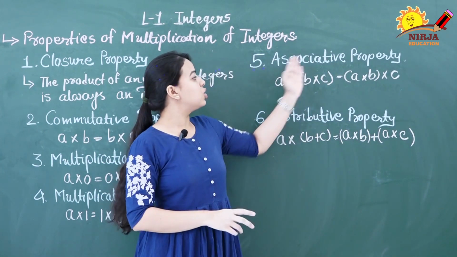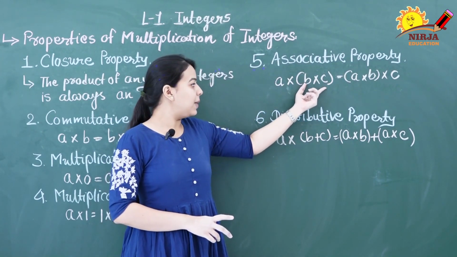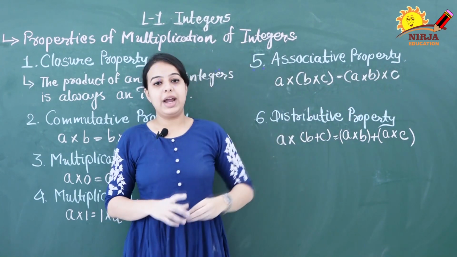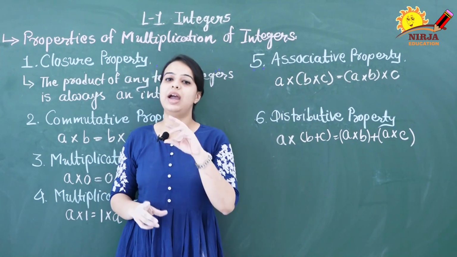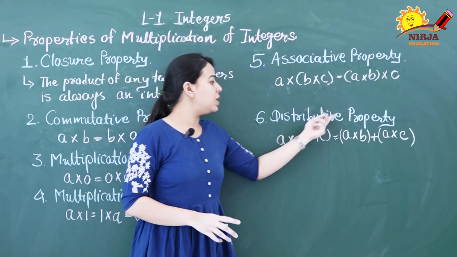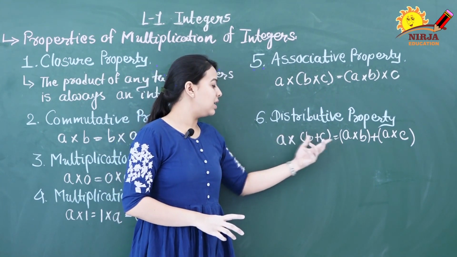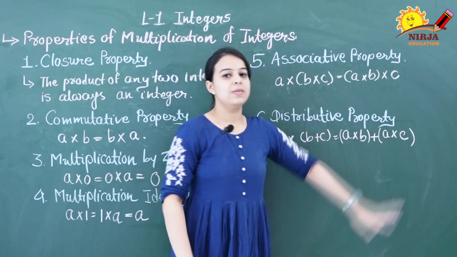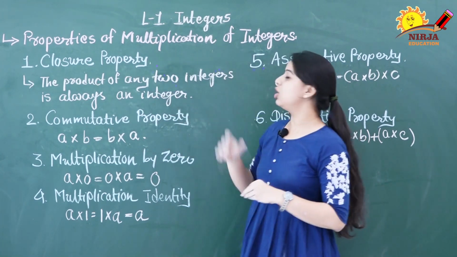Next one is associative property. It states that (a multiplied by b) multiplied by c is equal to a multiplied by (b multiplied by c). That means for any 3 integers a, b and c, if we multiply them in any order, the result will always be the same. Sixth one is distributive property for multiplication, and it is like a multiplied by (b plus c) is equal to a multiplied by b plus a multiplied by c. So my dear students, these are the 6 properties for multiplication of integers.